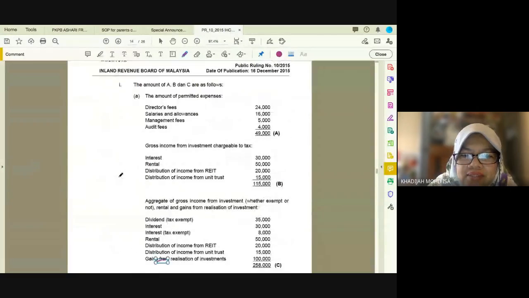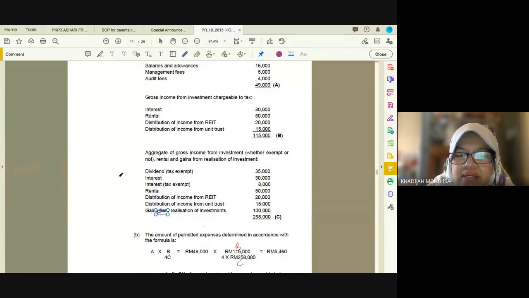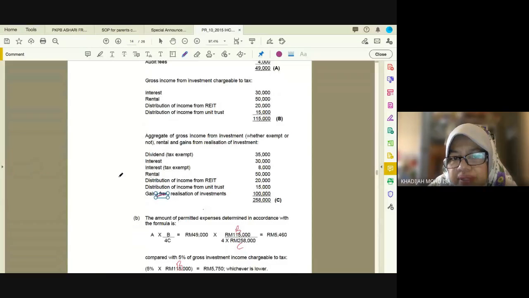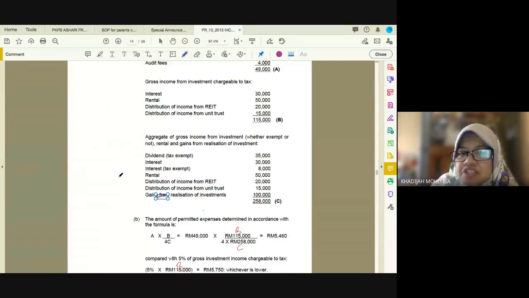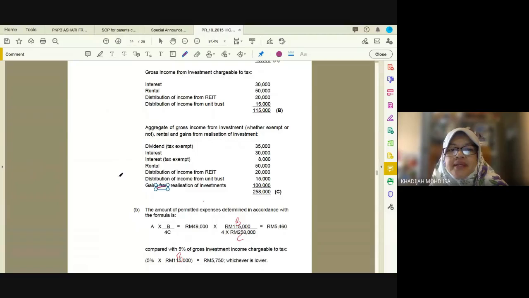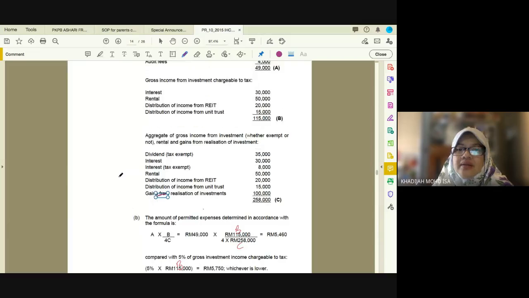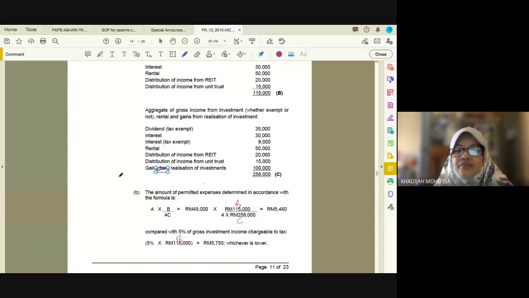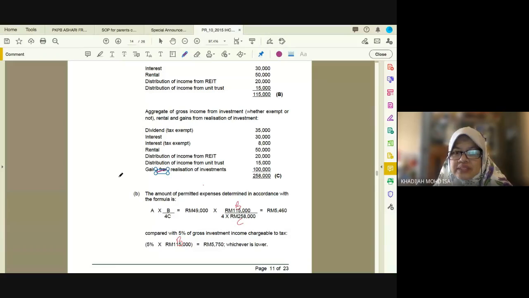What else? Okay, so now you have A, B, and C. C, look again. You have dividend, which is exempted, interest not exempt, interest tax exempt, rental, distribution, and gains from realization of investment. So total here is 258. So now you put back A, B, and C. A is 49,000. B is 115,000, and you have 4 times by C, 4 times by 258,000.